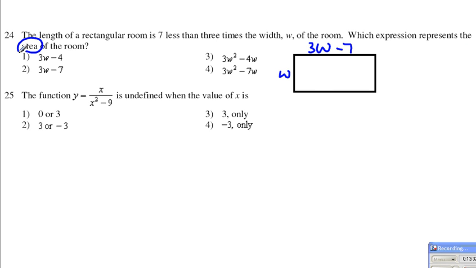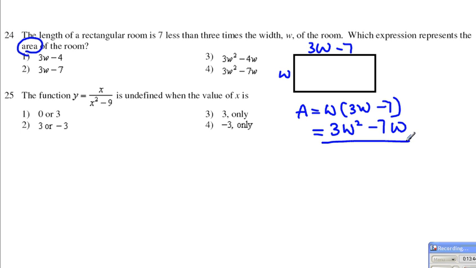Now we're looking for the area of this room, so we just have to multiply them. Area then becomes W times (3W minus 7). In other words, we get 3W squared minus 7W. That becomes our answer. We have choice number 4.